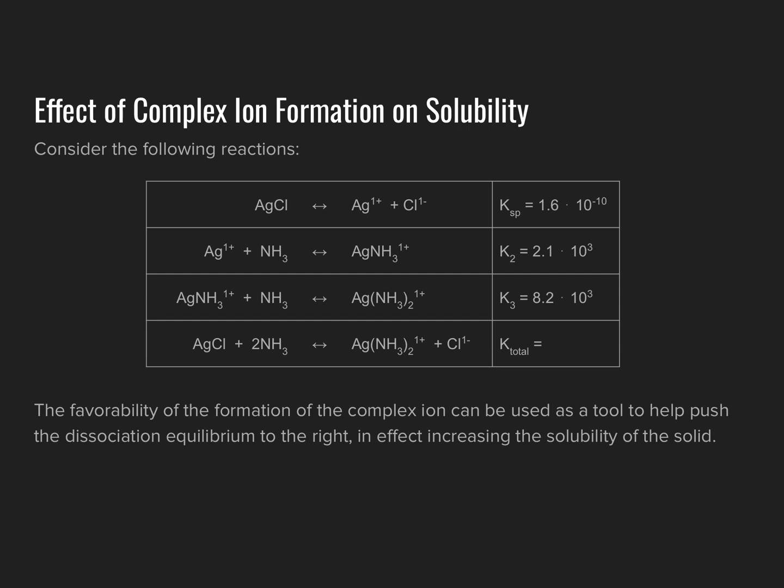All right, so on this slide here, we're going to look at how the formation of a complex ion might affect the solubility of a particular insoluble solute in solution. Have a look at the first reaction I've written here for you, which is the reaction describing the dissociation of a highly insoluble solute, that is silver chloride, AgCl. Upon dissociation, the silver chloride separates apart into the silver ion, Ag1 positive, and a chloride ion, Cl1 negative.